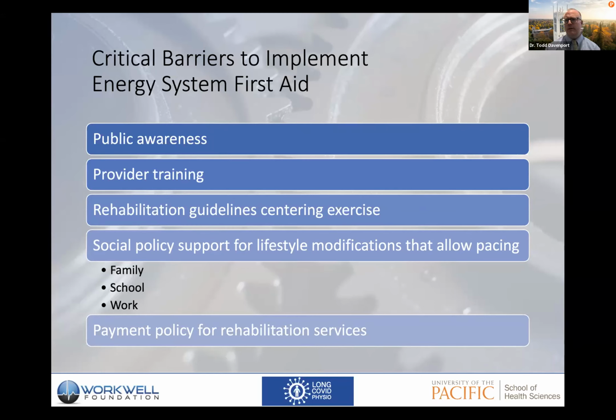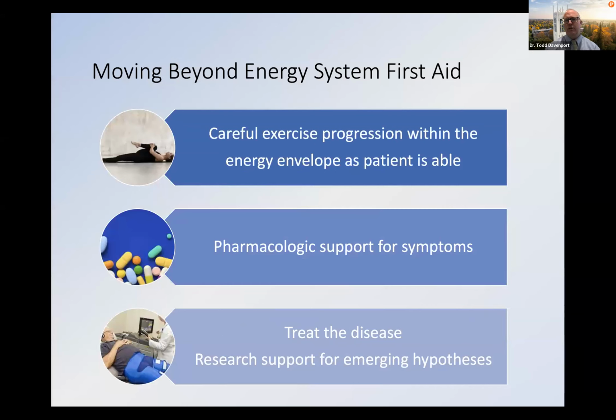Payment policy for rehabilitation services in certain areas is predicated on functional improvement of patients. It's hard to say that patients are functionally improving if you're asking them to do less. So rethinking how rehabilitation services are paid for seems necessary. And then also social policies to support lifestyle modifications that provide for pacing with family supports, school supports, and also work supports seems critical. So in closing, moving beyond energy system first aid is important.